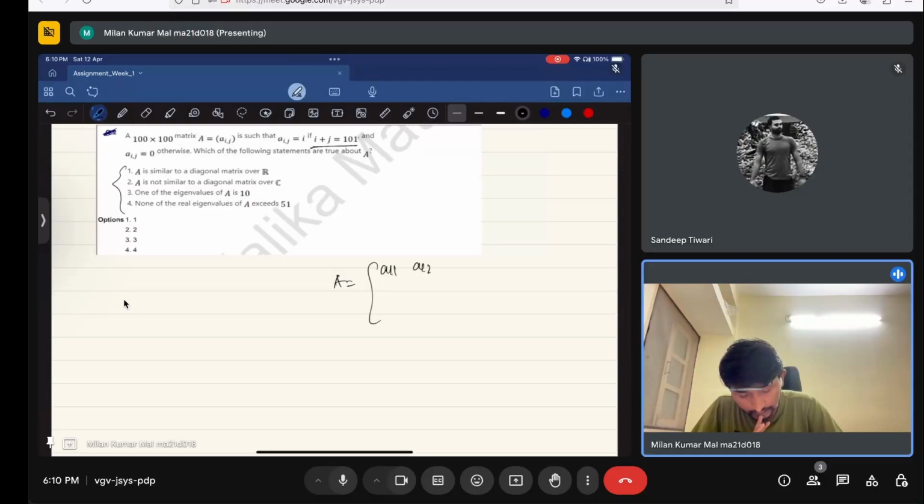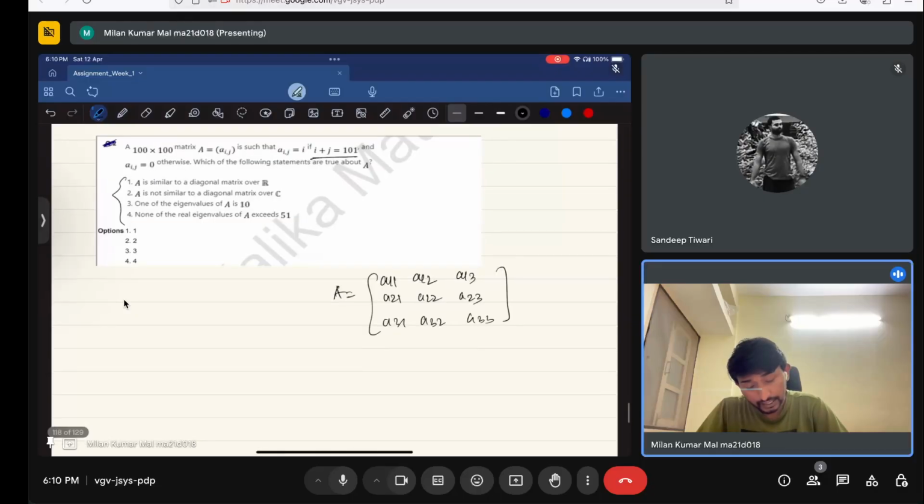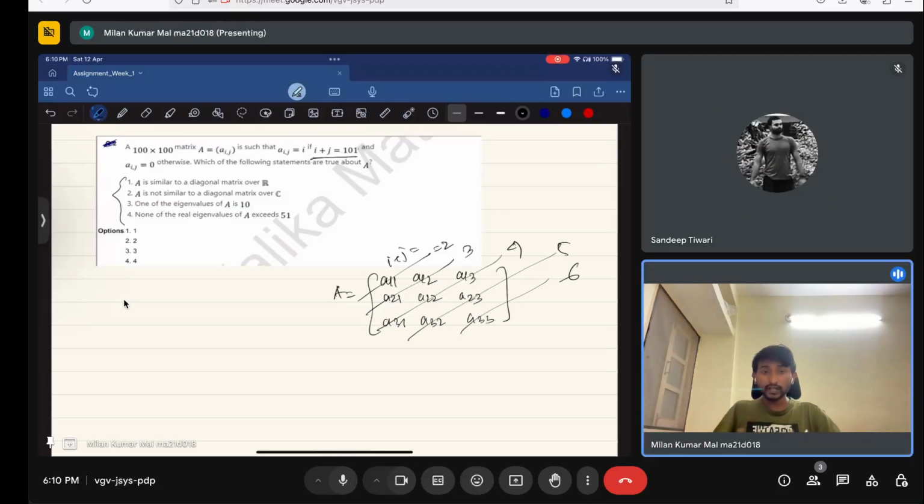Consider the 3 by 3 matrix: A21, A22, A23, A31, A32, A33. Now note that i plus j in this diagonal is 2, in the next diagonal it is 3, then 4, then 5, then 6. So there must be a pattern. Whenever it becomes n plus 1, that is the cross diagonal. Sorry, this is a 3 by 3 matrix, so we need to get 4. This is the cross diagonal.